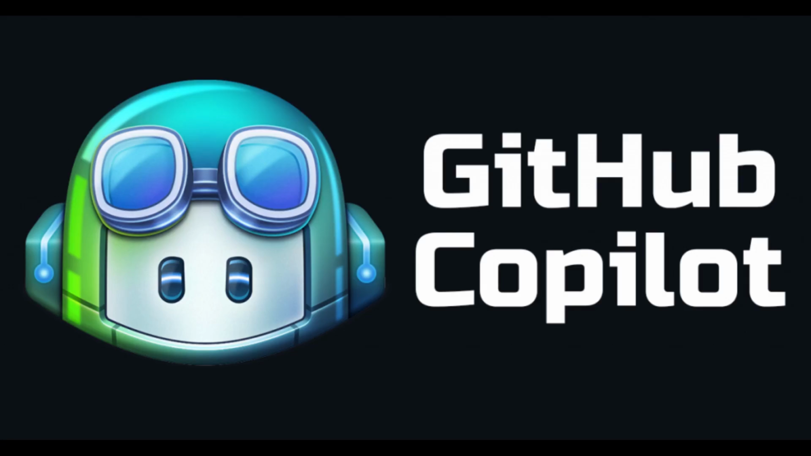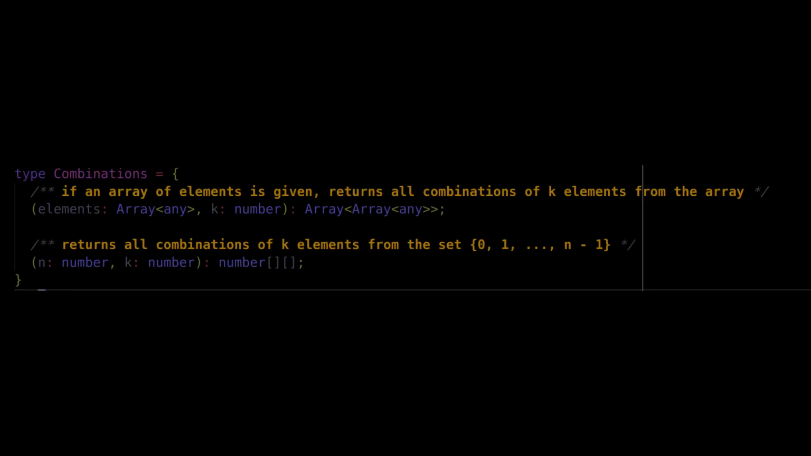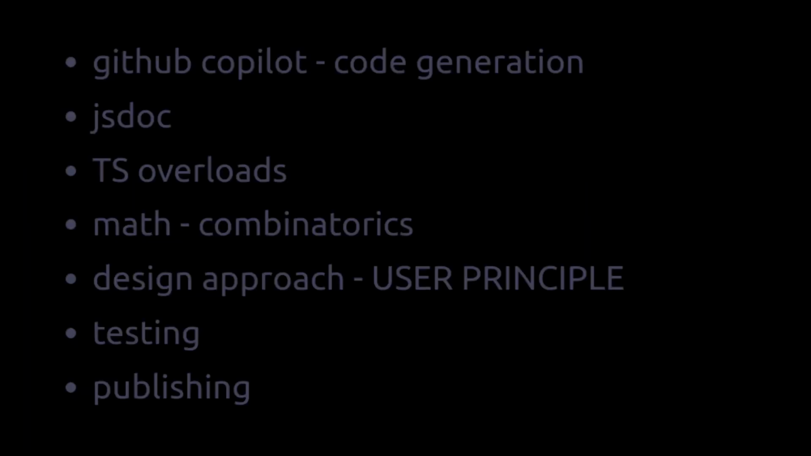Code itself, or test edge cases, combining them in and out, as well as a billion other use cases. A good candidate to isolate a functionality. By the way, we will see a lot of useful tools that we can use to make this easier, like GitHub Copilot, JSDoc comments, and beyond tools, overloads, combinatorics, and in general, a design approach, something that I call a user principle.